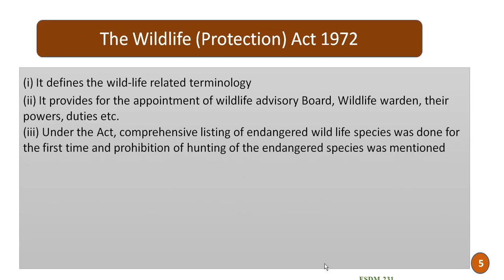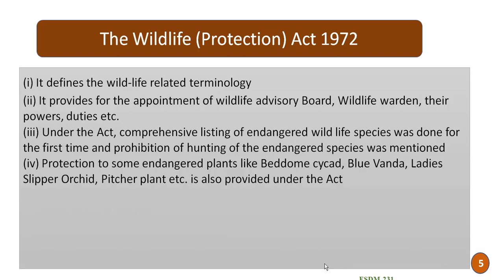Under this Act, the comprehensive listing of endangered wildlife species was done for the first time, and prohibition of the hunting of endangered species was mentioned in the Act. Then protection for some endangered plants like beddome's cycad, blue vanda, lady's slipper orchid, and pitcher plants is also provided under this Act.